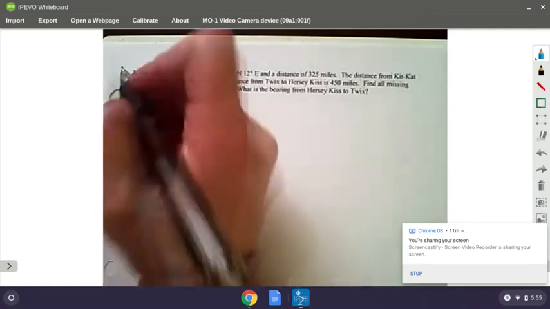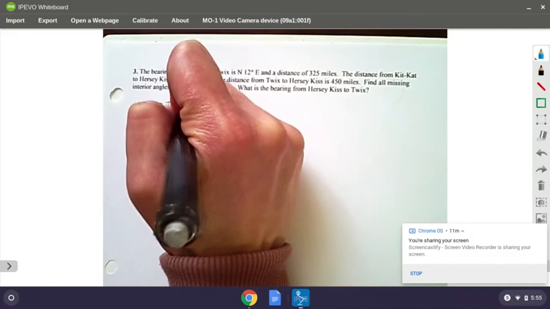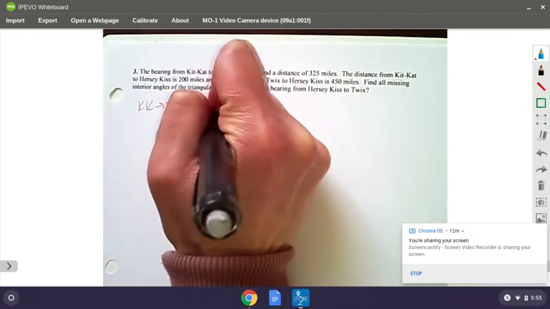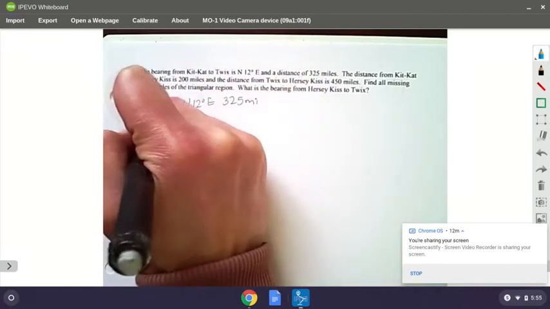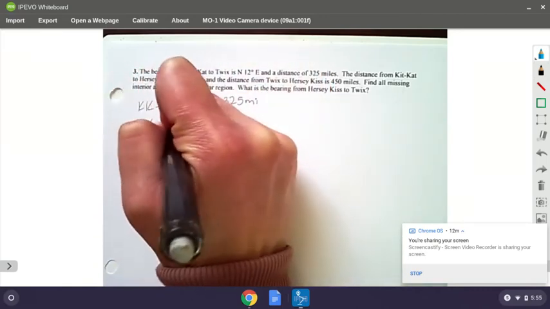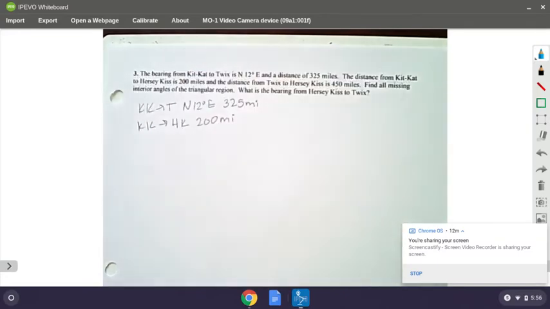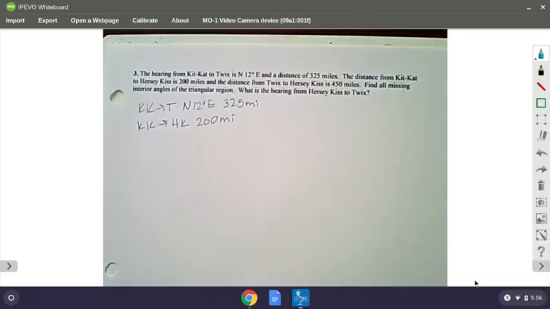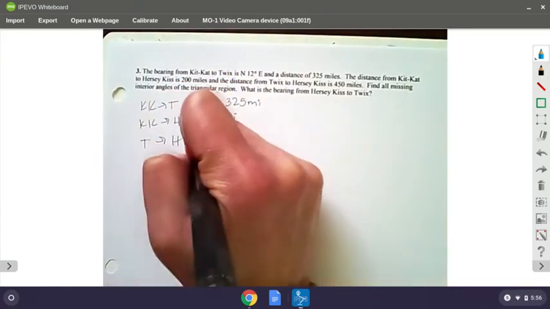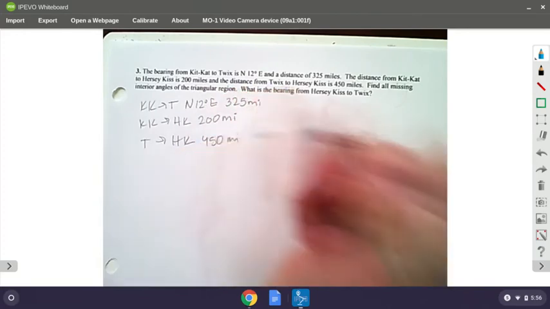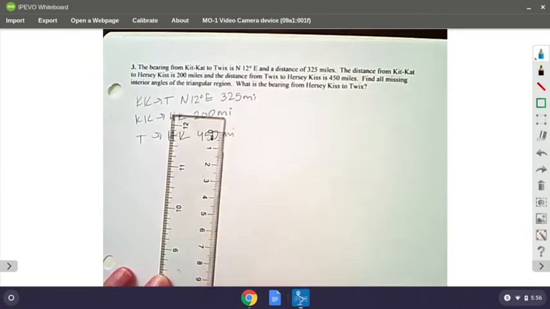So we have Kit Kat to Twix is 12 degrees east of north and 325 miles. We have Kit Kat to Hershey Kiss, which is 200 miles. We have Twix to Hershey Kiss is 450. So this one only gave us one bearing. So I'm going to draw my bearing line.